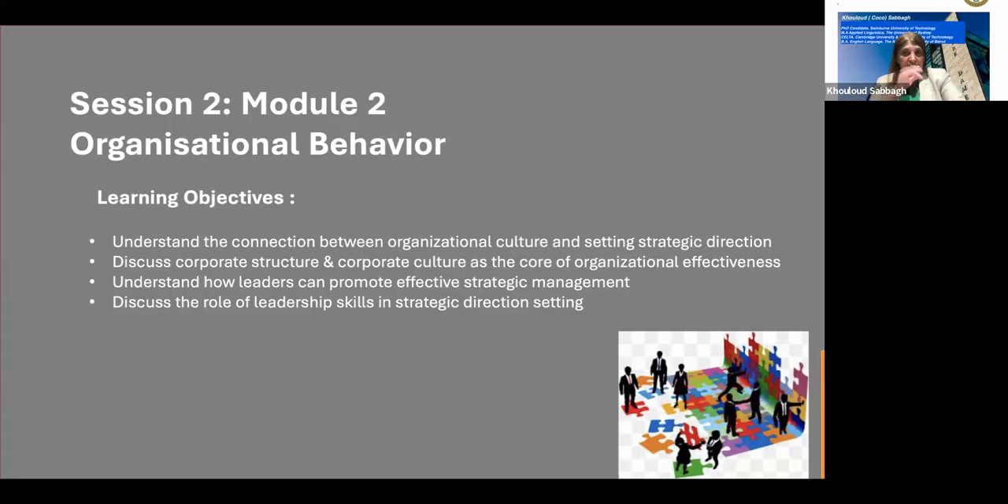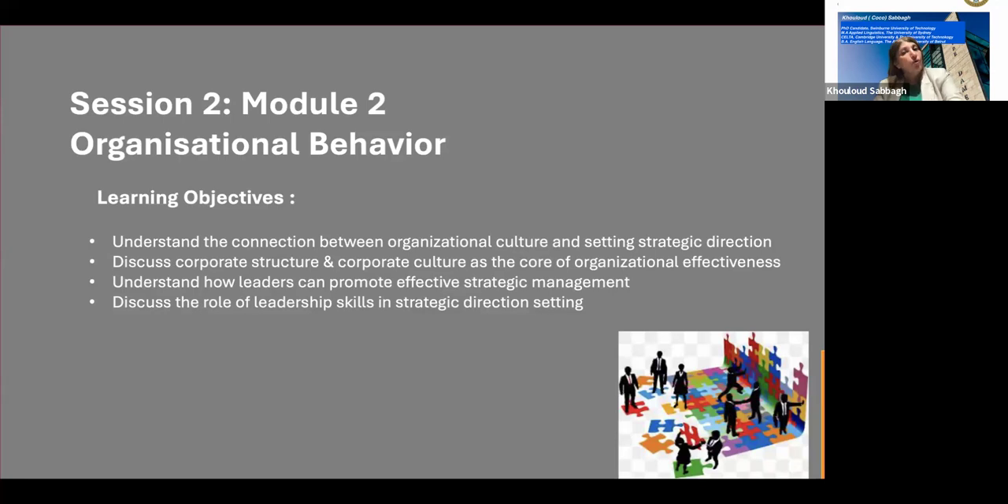So we're going to look at how organizational behavior comes through the culture of the organization. Actually, how is it connected to a strategic direction? When you plan the strategic direction, this is where you need to really think about the culture that you want in your organization. And this leads to the corporate structure. How do you structure the organization? Hierarchical, flat, whichever way you structure the organization, hierarchy or levels, is how the culture will build. One aspect is that. Again, when we talk about organizational behavior and culture, we're going to look at how we can promote and reinforce effective strategic management.